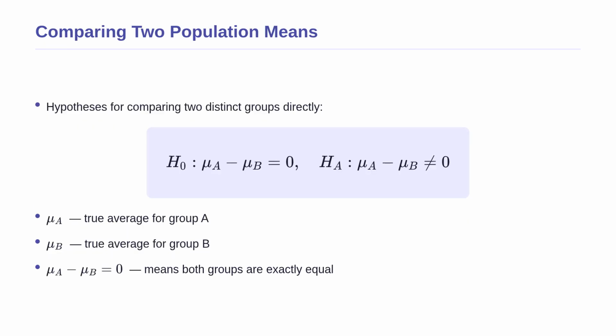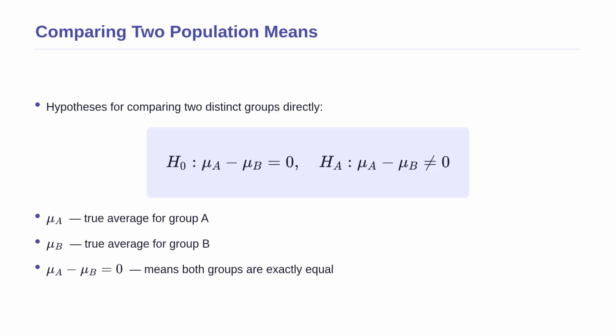Moving beyond a single historical baseline, what if we want to compare two distinct groups directly? This formula shows how we set up hypotheses for two unknown population means. We define the population mean for group A as mu A, and for group B as mu B. The null hypothesis states that mu A minus mu B equals 0. This is just a mathematical way of saying that both groups are exactly equal and neither is superior.